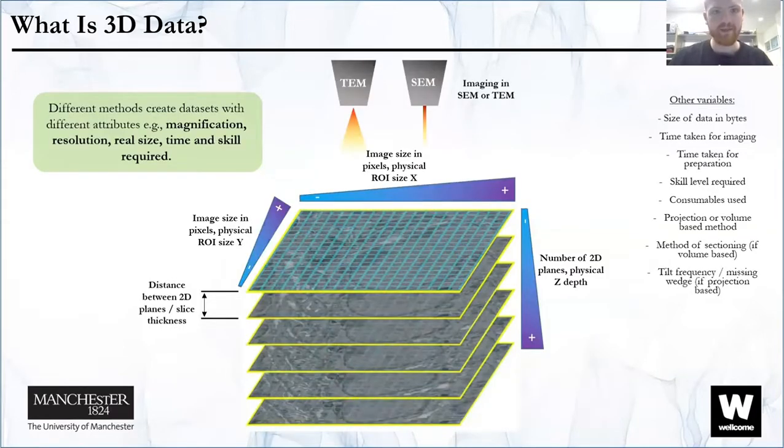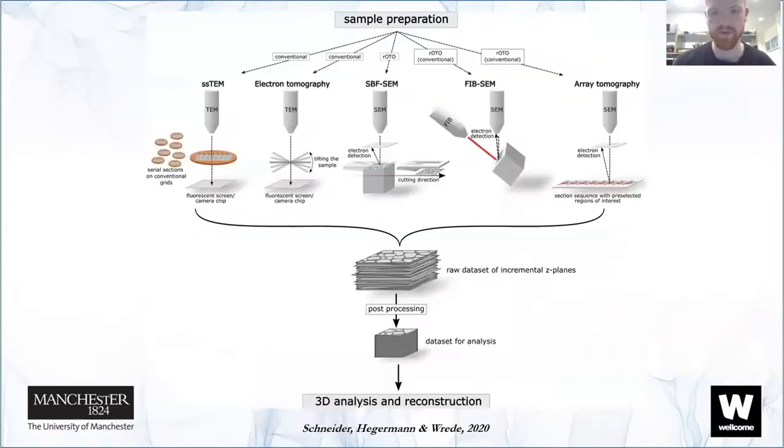The different techniques create different types of data, and the data varies in how big the data set is, how many slices, what the distance between each slice is, what the resolution is, whether the data set was taken with an SEM or a TEM, how big each pixel is, and also other things like the skill and time required. All of these things help you to choose what type of 3D data you want to get, and how achievable that is with any individual technique.